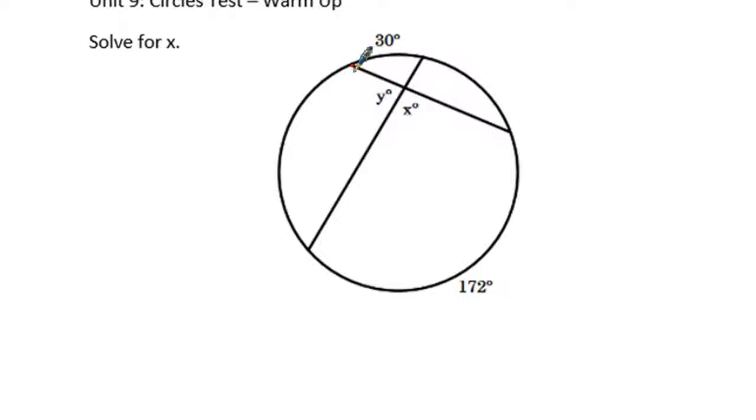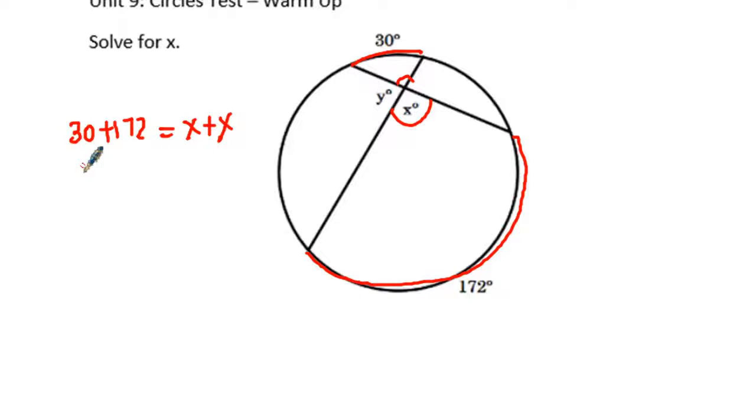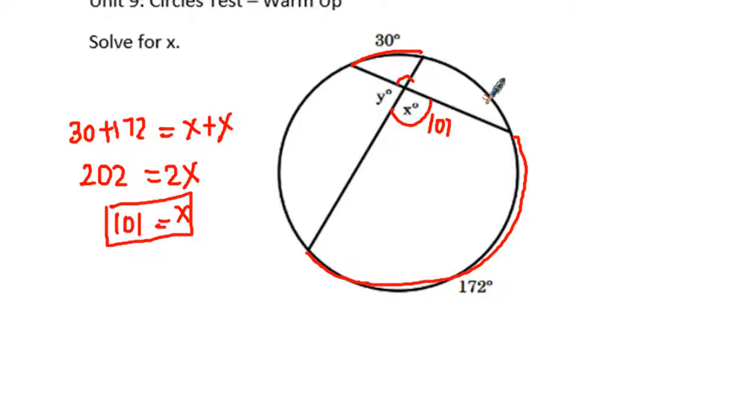In this scenario, you'd want to remember that the two outside arcs would equal these two vertical angles. So 30 plus 172 would equal x plus x. This is 202, 2x. X is 101. And if this is 101, then the supplementary angle is 79, because two of them should equal 180.